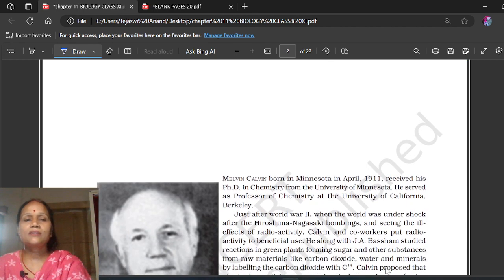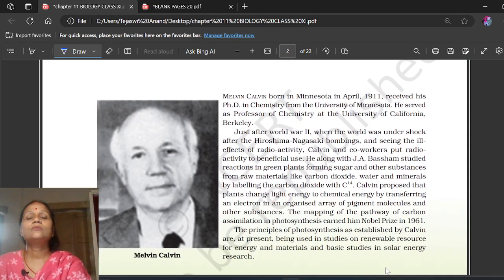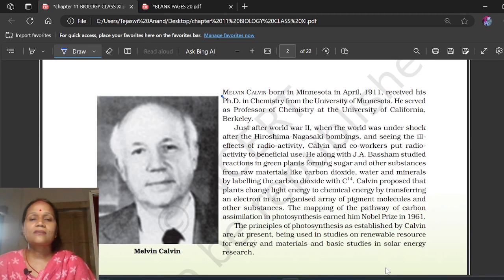If we start this chapter, before that we have to be familiar with the scientist who brought us into the world of physiology, a well-known name in this field of biology, Melvin Calvin. Later we shall study one part of the photosynthesis cycle, one part of the reaction, which is also known as the Calvin reaction, or we can say dark reaction, named after the scientist.